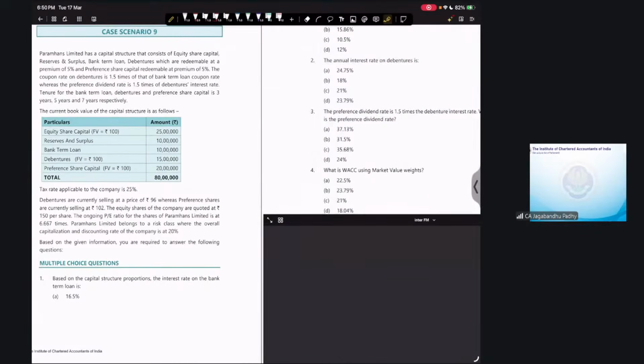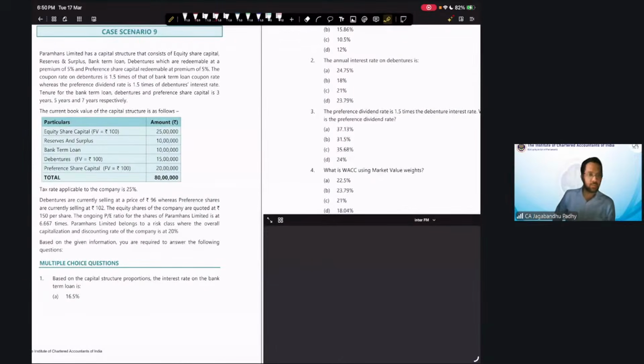Okay, so let's look at case scenario 9 now. So we have a company which has a capital structure that consists of equity share capital, reserves and surplus, bank term loan, debentures which are redeemable at a premium of 5%, and preference share capital redeemable at a premium of 5%.